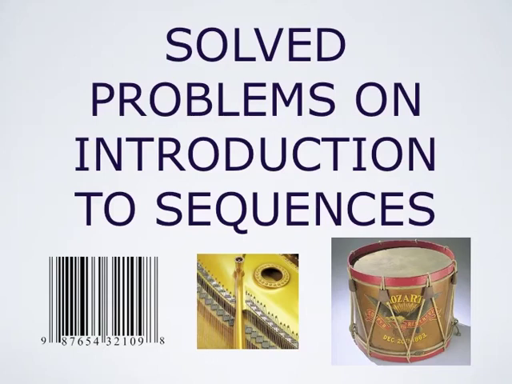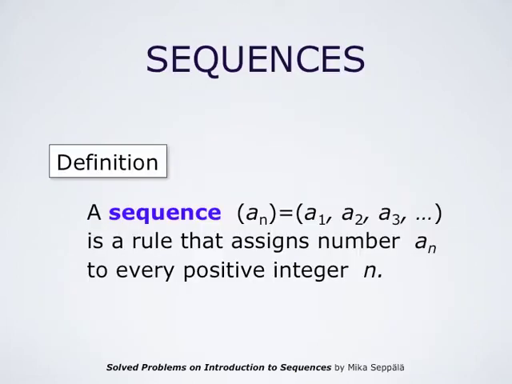Solve problems on Introduction to Sequences. In this video, I discuss some basic problems regarding the definition of sequences. A sequence a_n, that is a_1, a_2, a_3 and so forth, is a rule that assigns a number a_n to every positive integer n. Problems regarding sequences relate to how to find these rules.